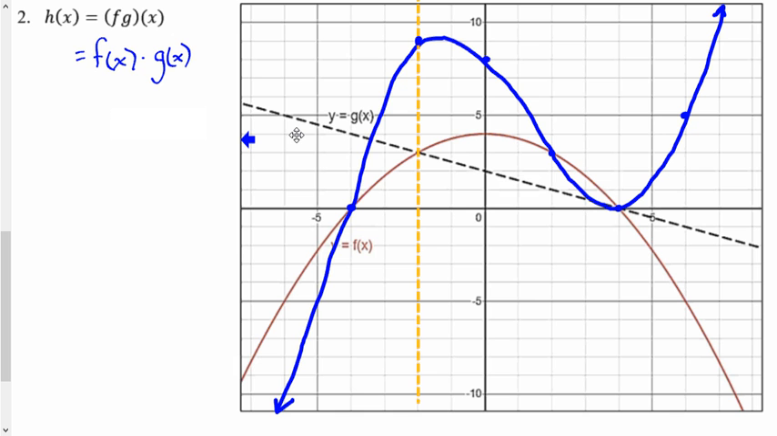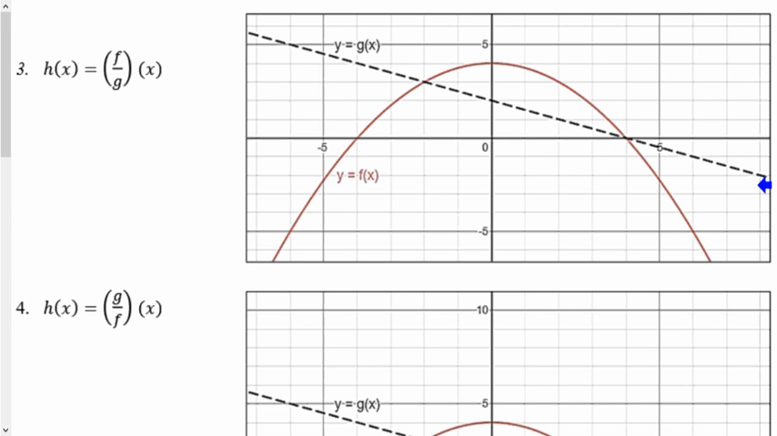And again, take note of the notation. Here, this f times g of x means f of x times g of x. Just a notation. On to the next example.